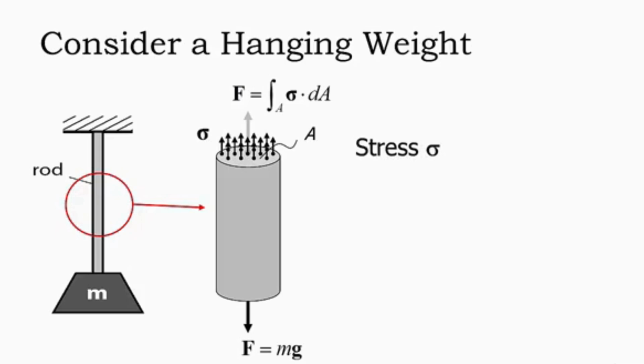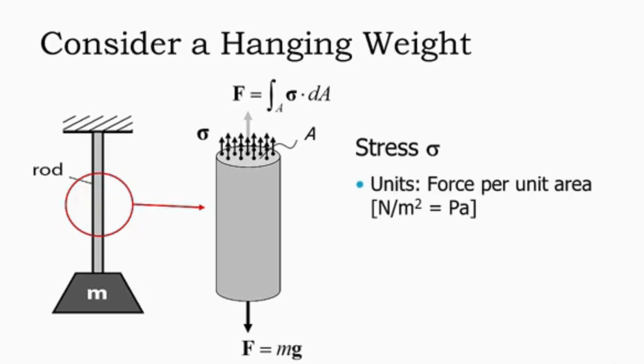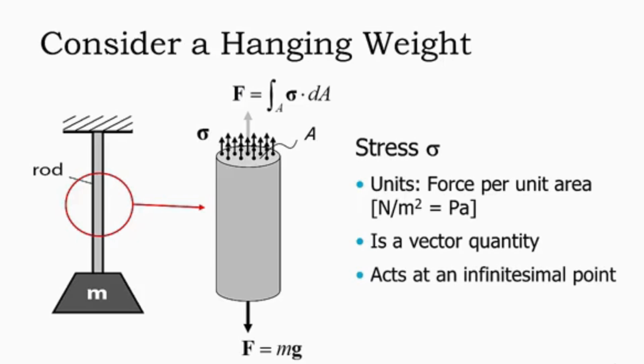So what else do we know about this new concept of stress? Well, it has the units of force per unit area, because if we integrate it over an area, we will get force. It also is a vector quantity because it has both a magnitude and a direction associated with it, and it acts at an infinitesimal point, just like force. And what it actually represents is the intensity of a resultant force at a particular point.